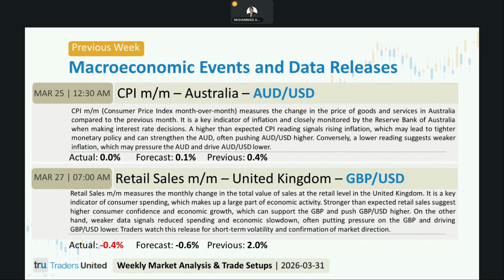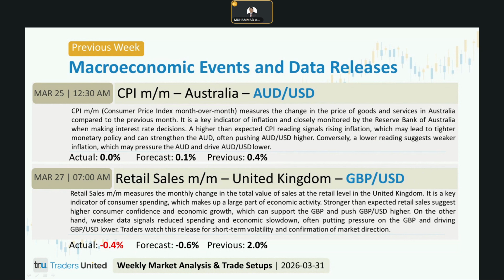financial news release. Next one is the retail sales month over month related to United Kingdom, and we're going to discuss the GBPUSD currency pair. Now, what is retail sales M over M in United Kingdom? Well, the retail sales month over month measures the monthly change in the total value of sales at the retail level in the United Kingdom.